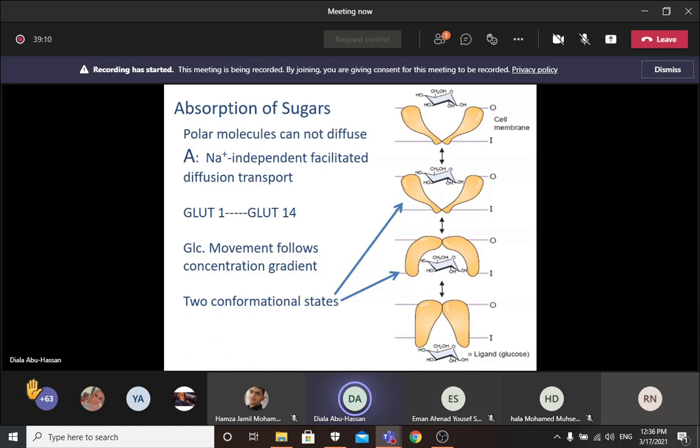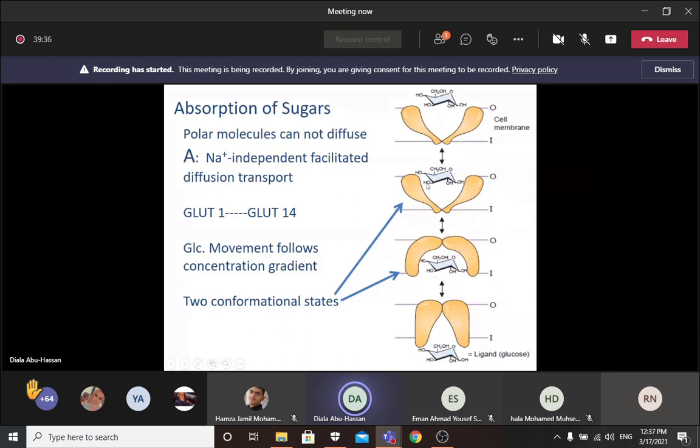As we said, this is sodium independent, so nothing to do with sodium. It's a facilitated diffusion mechanism, so it doesn't need energy, and this is important. This is also logical because we have high concentrations, for example, on the intestinal luminal side, in comparison to that inside of the cells. So this would move them easily.